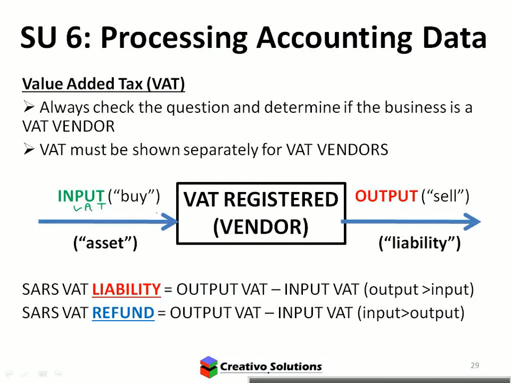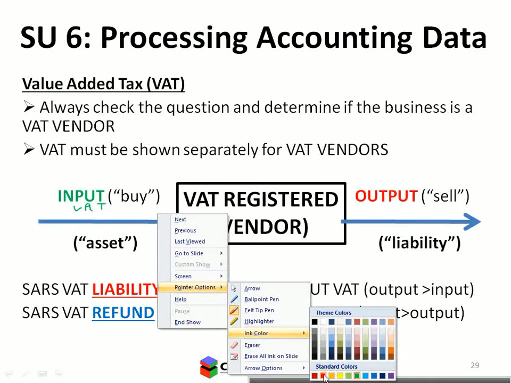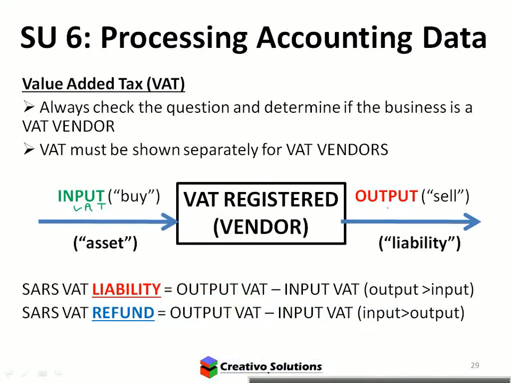Right, and then when you sell something, are goods going in or out? Goods are going out, and that's why you've got output VAT. Okay, so that's the easy bit. In and out. If goods go out, you're selling, you're not buying.